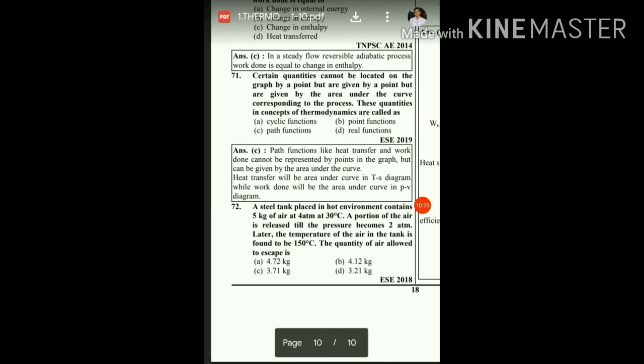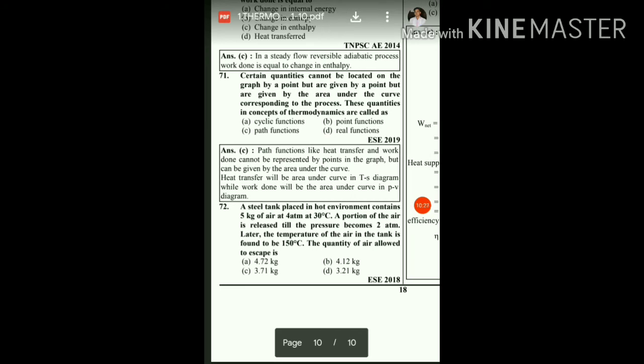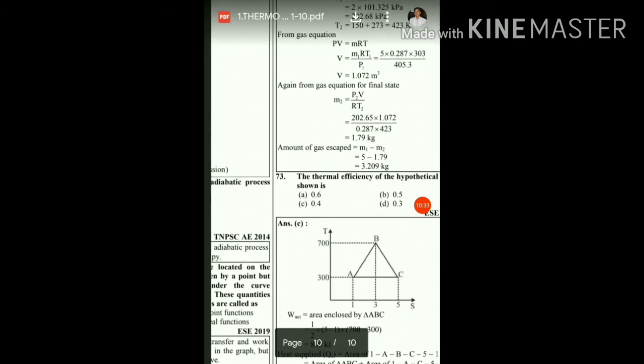Now, initially, inside the tank, 5 kg of air is available at the first condition, that is the initial condition. After some time, when we release the air to the surrounding, its pressure becomes atmospheric. So we will solve this question first.